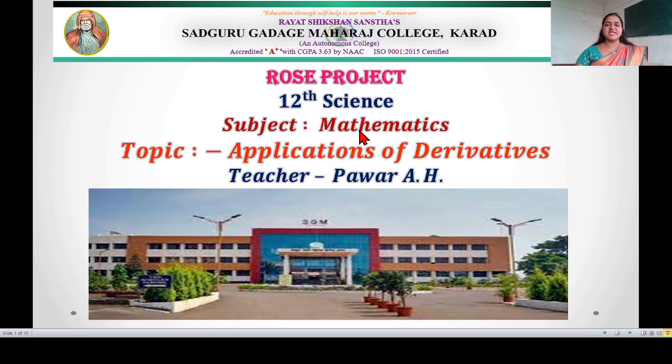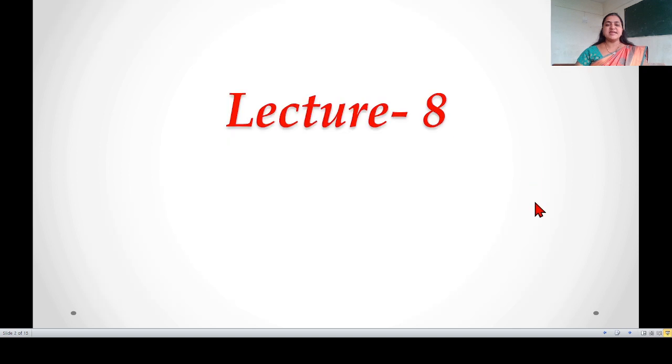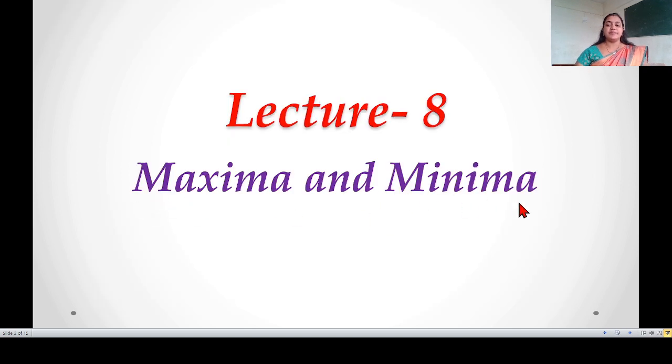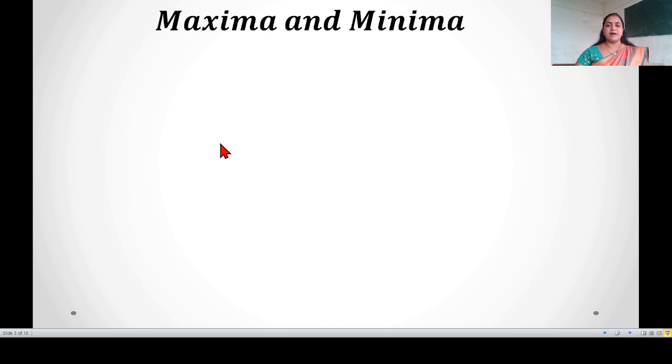In the last lecture, we discussed increasing and decreasing functions. Now in this lecture, we discuss the new topic, which is maxima and minima. It is a very important topic for this chapter because in the board exam, a 3 to 4 marks question is asked on this topic. So let's start our new topic, maxima and minima.